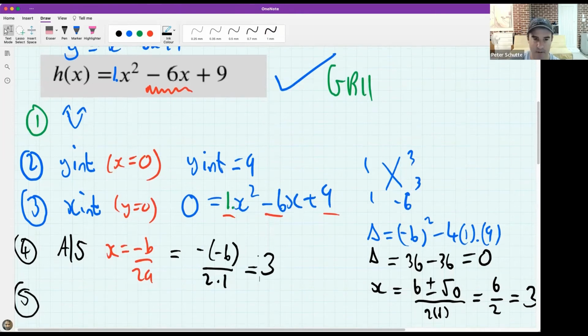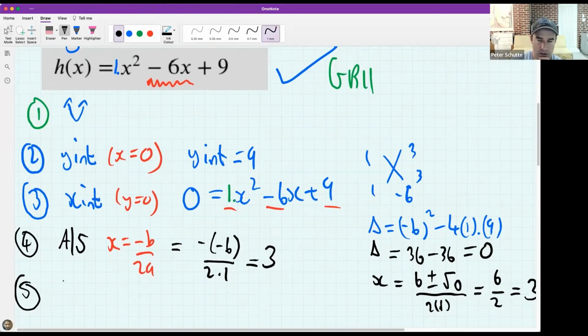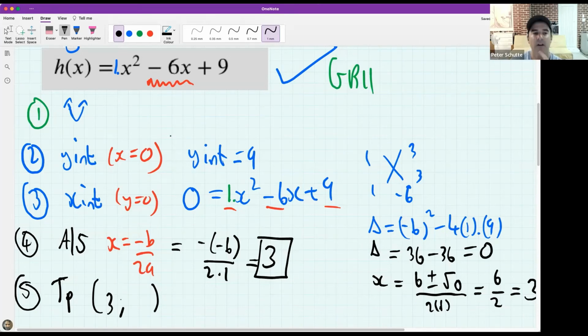Okay, fantastic. Now, the last part of this 5-step process is to find the full turning point. In order to find the full turning point, we take the axis of symmetry number and we plug it back into the original. So basically, we know the x value of the turning point. I want you to put this back into the original and see what you get. So go back to the very beginning and you put 3 in there. What is your final answer going to be?